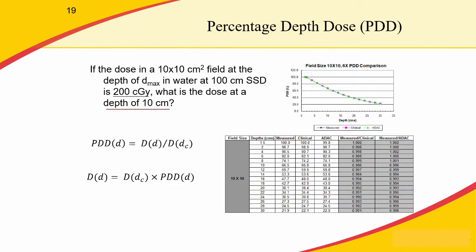So we would go to our PDD tables, and for a 10 by 10 cm field table, we would look up at 10 cm depth, what is our PDD? Well, it's 66.8% at 10 cm. So we would plug those numbers into our equation. So 200 centigray times 0.668 equals 133.6 centigray delivered at 10 cm depth for this beam. And that's how you would use percentage depth dose to determine the dose delivered at a specific depth in your patient or phantom.